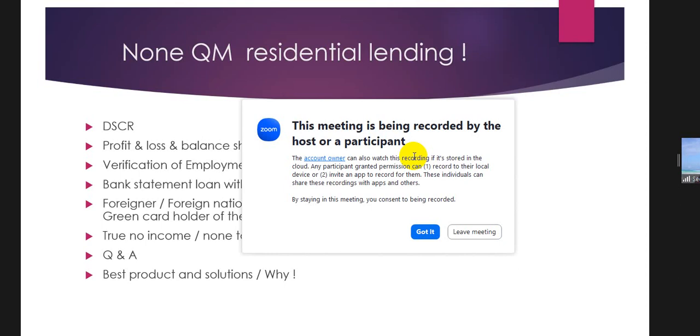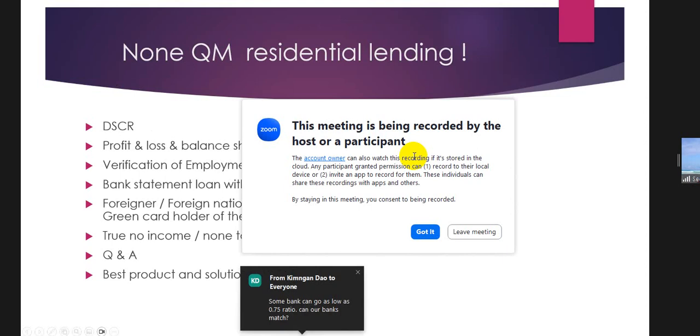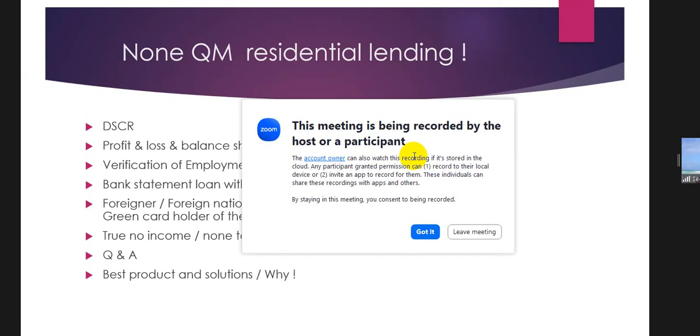All right. The second program right here is called a profit and loss and balance sheet. What does that mean, guys? I just talked about DSCR. You guys can write down all the notes later. Just chip into the chat box, and I will answer your questions. I promise you guys I will leave 20 minutes for the questions. Okay.